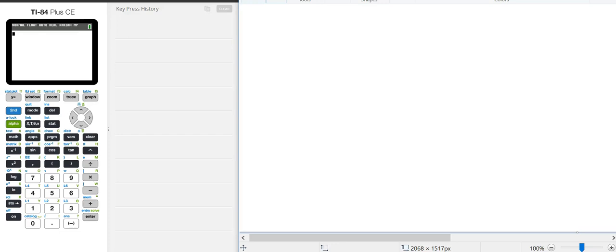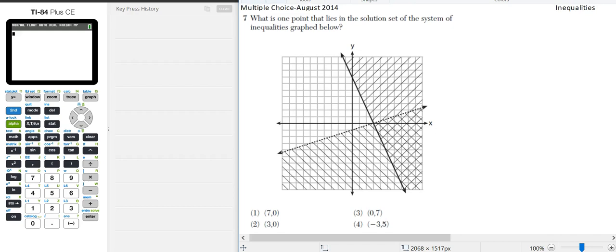On the region, you might be given a point or a list of points and asked to determine which point lies within the solution set of an inequality, or which point does not lie within the solution set of an inequality. Let's look at some examples. This is question number 7 from the August 2014 Algebra 1 Regents.